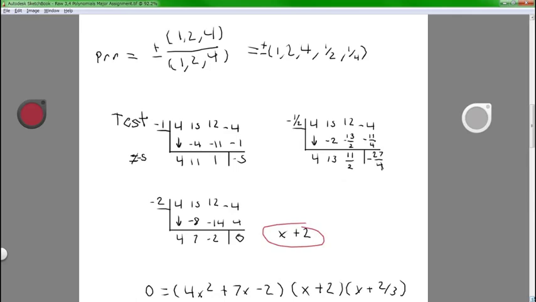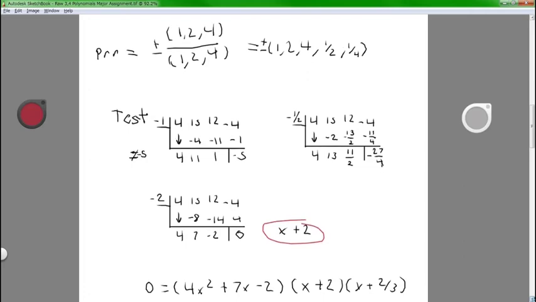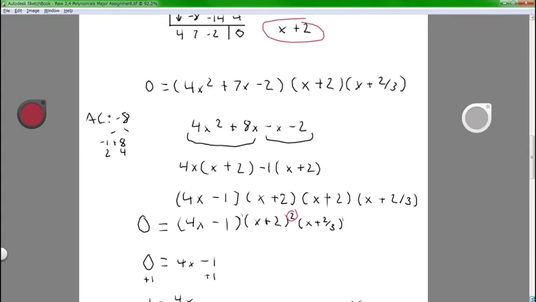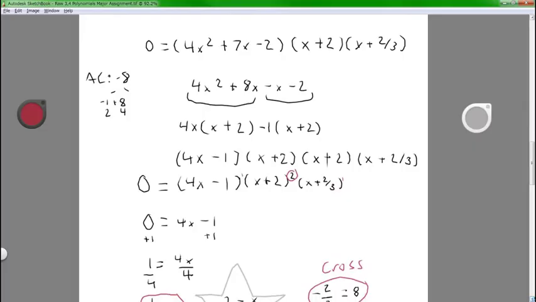So now you can just take the new quotient which you have, which is 4x squared plus 7x minus 2, times x plus 2 times x plus 2/3, and set that to equal 0. And now you can just actually factor, or at least try to factor, the quotient that you had left over, the new quadratic polynomial that you have. So doing the AC method, you have a negative 8, so negative 1 times 8 gives you not only negative 8, but it also gives you, if you add them together, 7x.